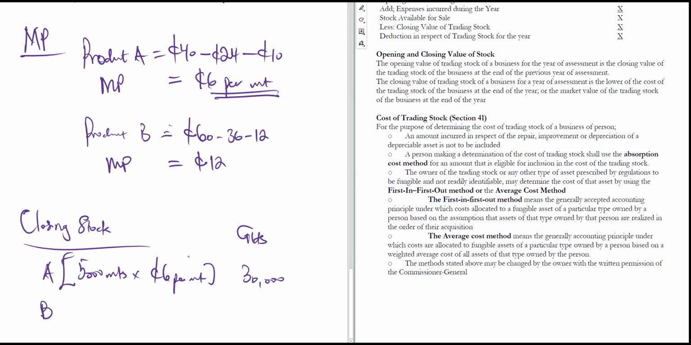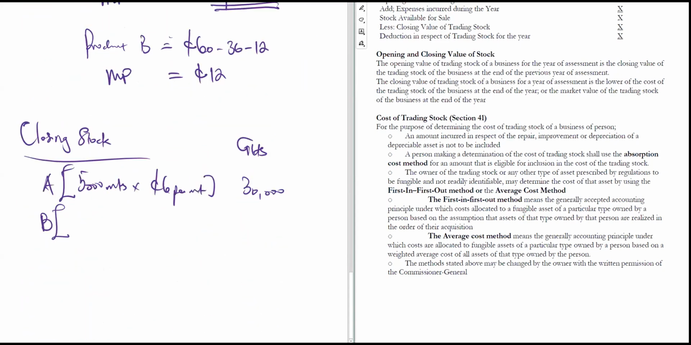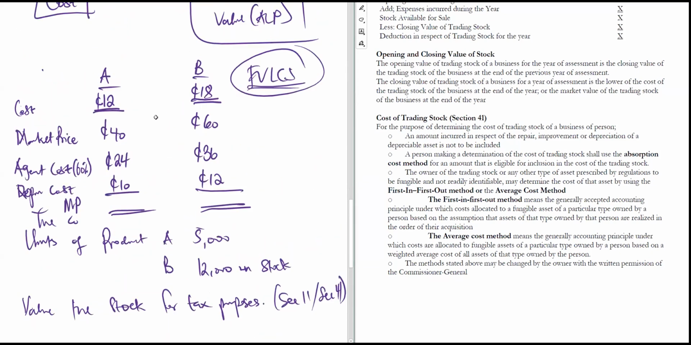And then product B, we had how many units? 12,000 units, right? 12,000 units with each being valued at what? 12 CDs per unit, right? And that gives us what? 144,000. So that means that the closing stock, which will be valued in our books, will be worth what? 174,000, right?